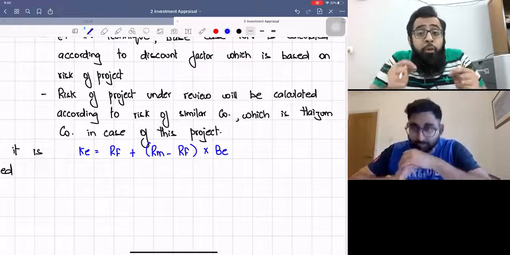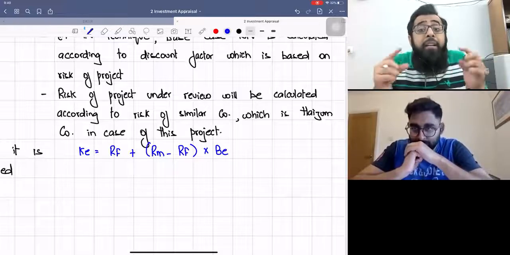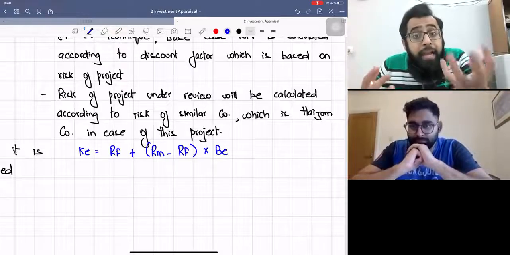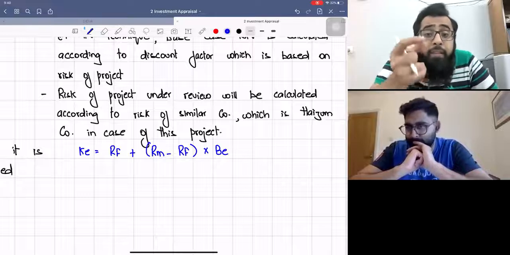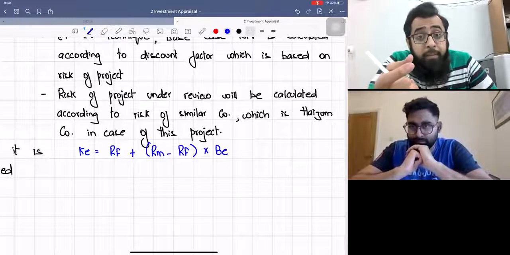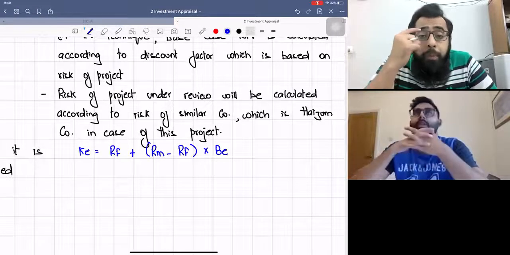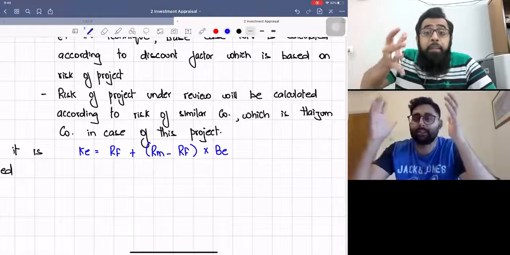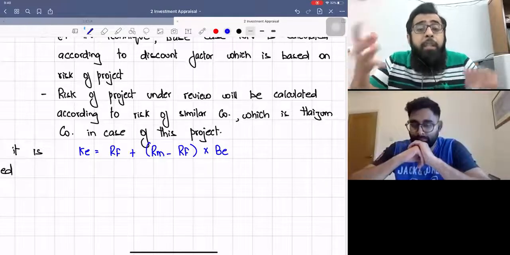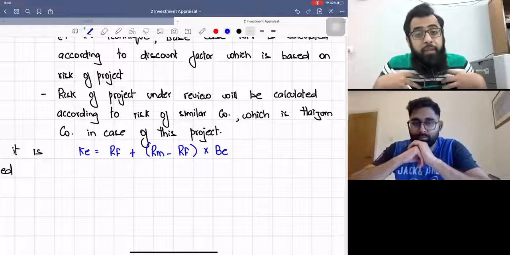Beta asset shows the responsiveness of the entire company assets. That is the risk of the company. Beta equity is the responsiveness of the company's shares. I don't want the beta equity of Hyzen company. I want the beta asset, because the beta asset of Hyzen company will be the beta of my project.